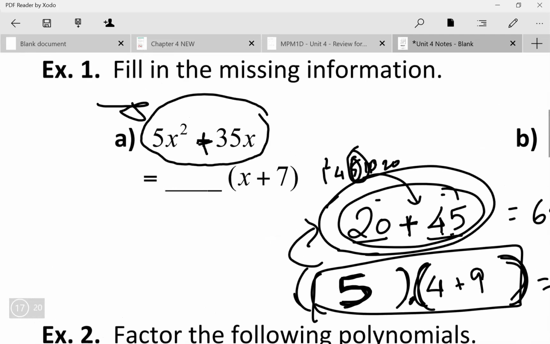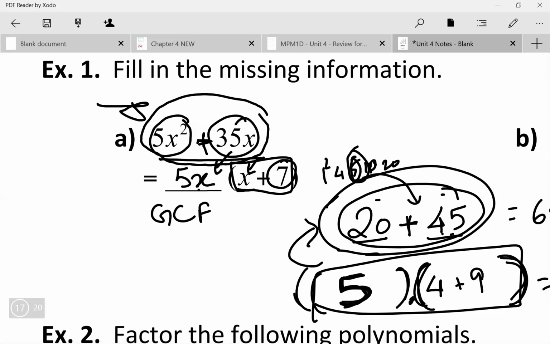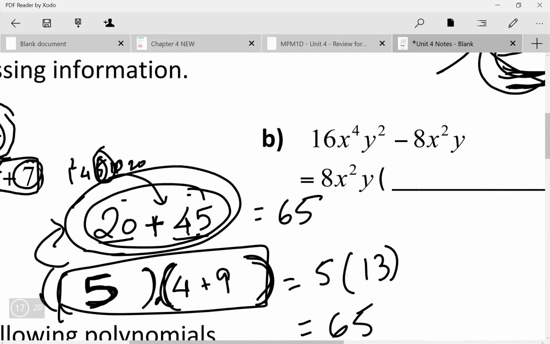But moving back to our question here, we have already determined that the greatest common factor here has to be 5x. And you'll notice I did 5x squared divided by 5x, which gave me my x. 35x divided by 5x gave me positive 7. That's how I got the second bracket, x plus 7. I divided the expression by the greatest common factor. I divided out the greatest common factor from my expression. So hopefully that's okay. We're going to try another example.